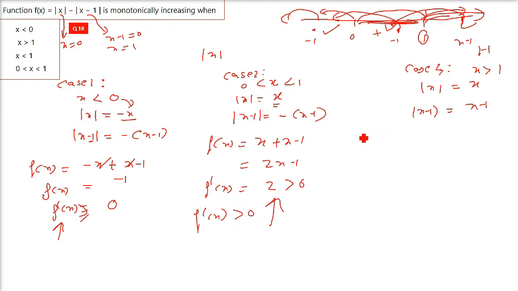Now third option is what? f(x), we have x here. Mod x minus 1 is of course x minus 1. So this is again, this gets cancelled. f(x) is 1. f dash x is going to be 0. So this is not greater than or equal to 0. It is actually equal to 0.